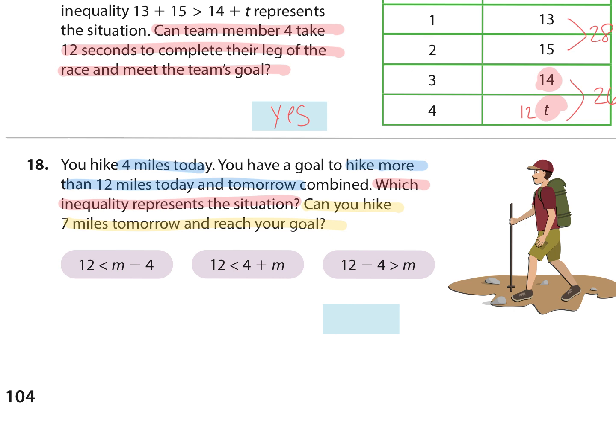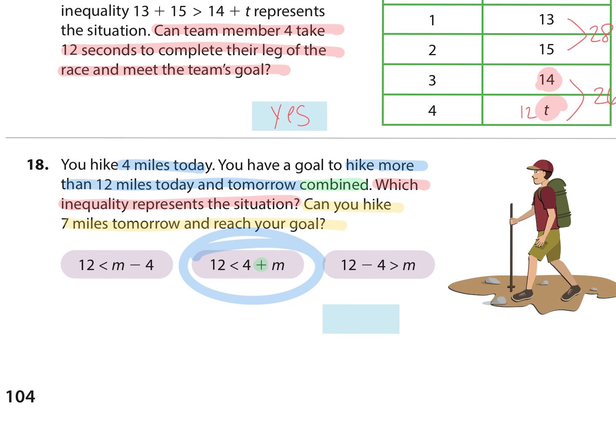Okay, purple table, what do y'all think? 12 is less than 4 plus n. Why do you think this is my answer? Because if you want to make a combined goal of more than 12 miles, you're going to have to add, not subtract. Yes, see this word right here that he mentioned, combined? That means I'm adding together. So I'm looking for one that has an addition symbol. So I'm going to take the 4 miles that I've already run today plus a mystery number, but I want it to be more than 12.